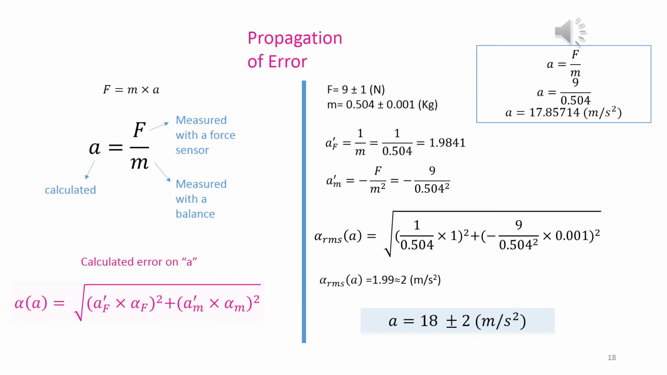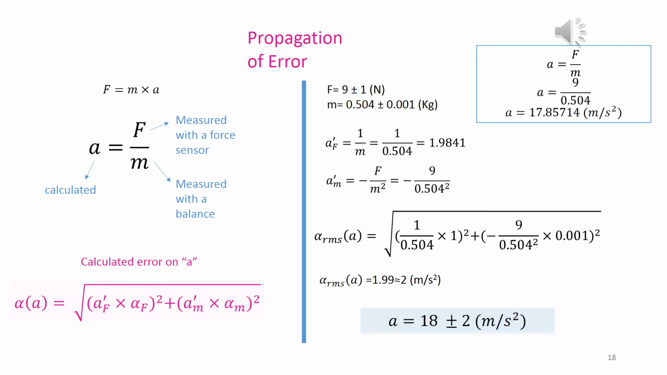Assume you have, for example, a force sensor and you have measured the force F. And you have a balance, and you have measured the mass M. And you are asked to find the acceleration. Okay, very easy. You can calculate it. It's not measured, it is calculated. In this case, if I ask you to find the error on the acceleration, since A was calculated, not measured, you have to apply the formula of the propagation of error.